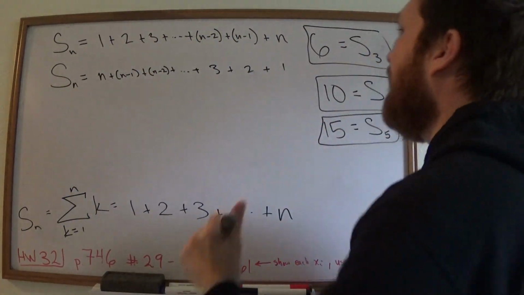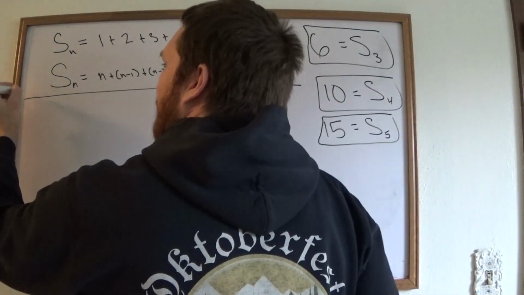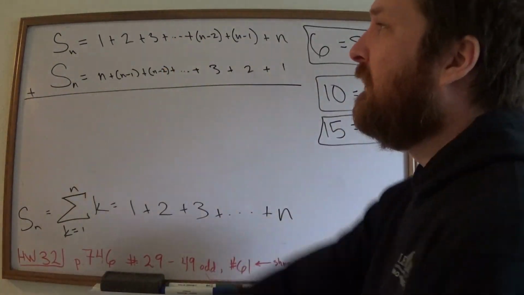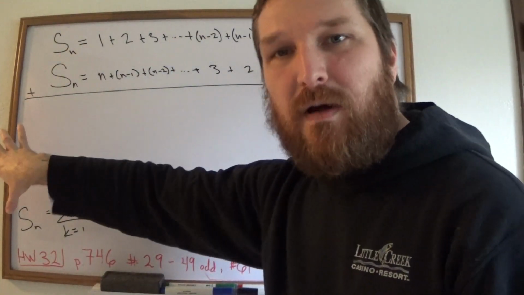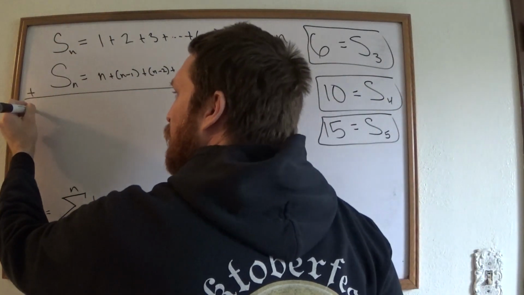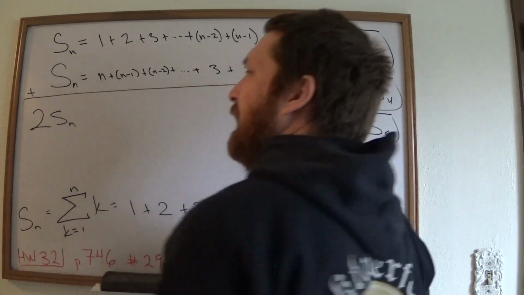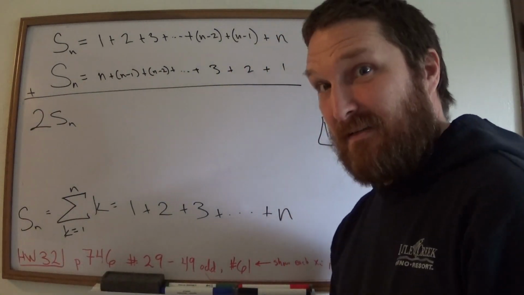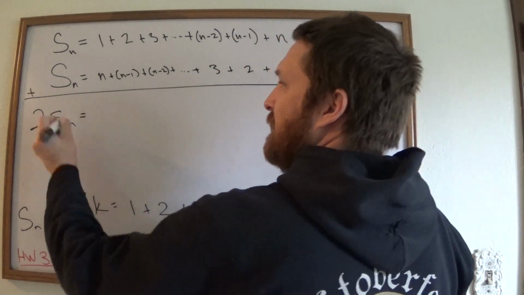Okay, good. Now I'm going to do this. I'm just going to add them together. x plus x is 2x, right? So Sn plus Sn should be 2 Sn. Yeah? Right? Okay. Now, let's do this.